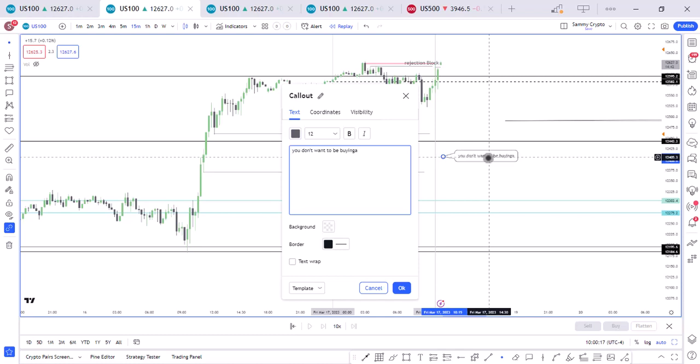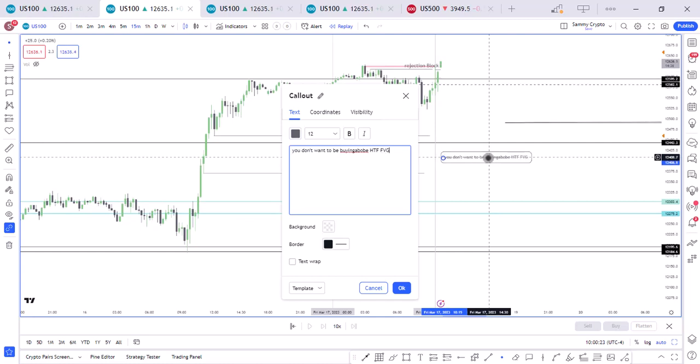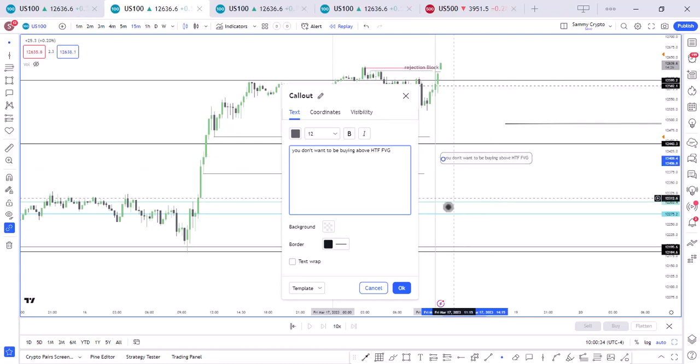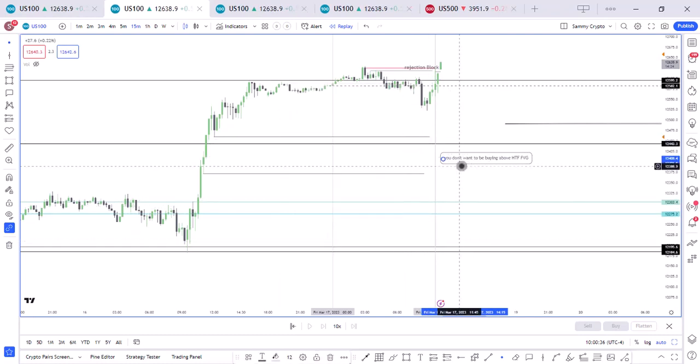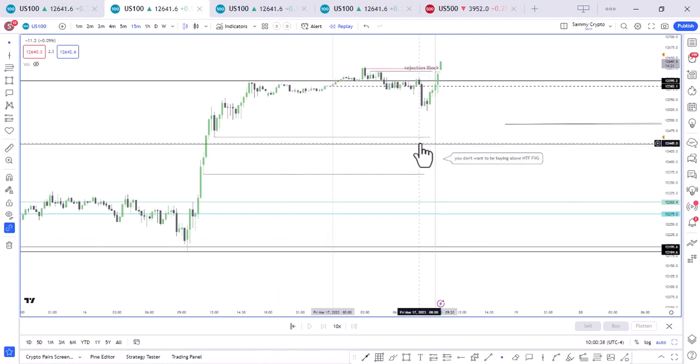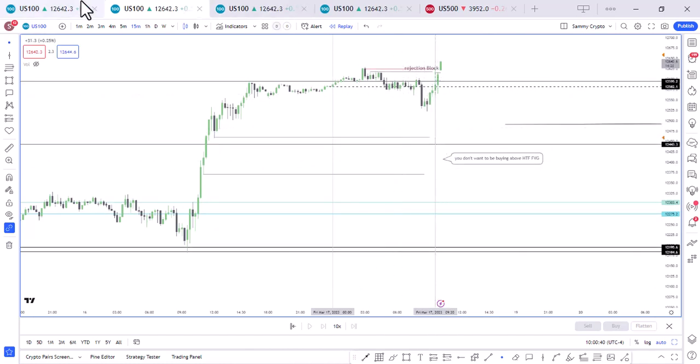So what I was outlining there was that you don't want to buy above a higher time frame FVG. That was what I was writing there. You don't want to buy above a higher time frame FVG. Very important. It might sound very strange to you, but go and test this.